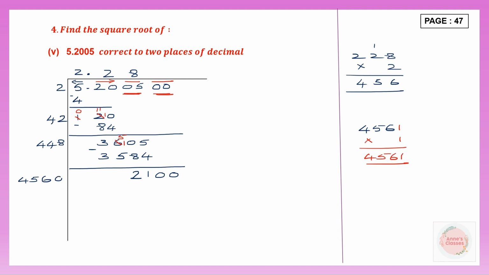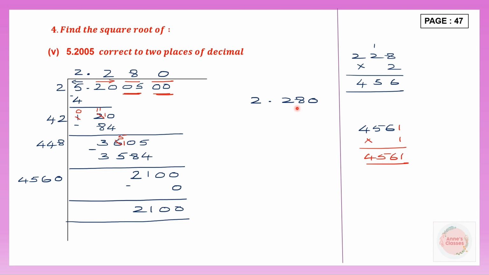So if I put a 0 here, I'm going to multiply by 0 because 4560 into 0 is 0. So when we subtract this, we get 2100. Now we have to go back to our quotient. Our quotient is 2.280. So let's write it down, 2.280. And now the question is correct to 2 decimal places.